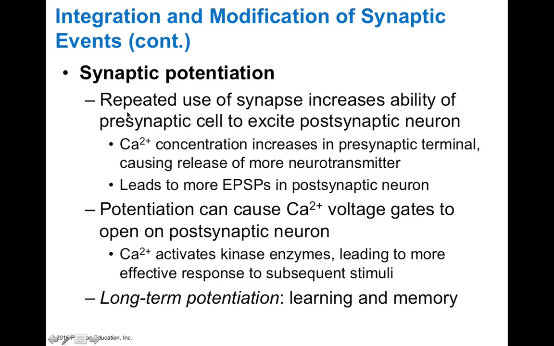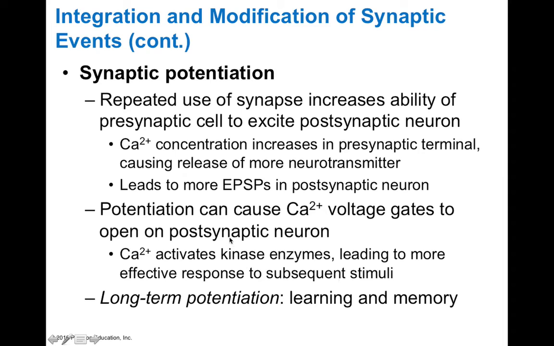And so the way this works is that by repeated excitation or inhibition of a postsynaptic cell, calcium concentration can increase in the presynaptic terminal, which causes the release of more neurotransmitter, and this leads to more IPSPs in your postsynaptic neuron. Also, potentiation can actually cause voltage-gated channels to open on the postsynaptic neuron, and calcium in the postsynaptic neuron can activate kinase enzymes, and these kinases can alter the sensitivity of receptors on the postsynaptic cell, and therefore make them more likely to respond with even less neurotransmitter.